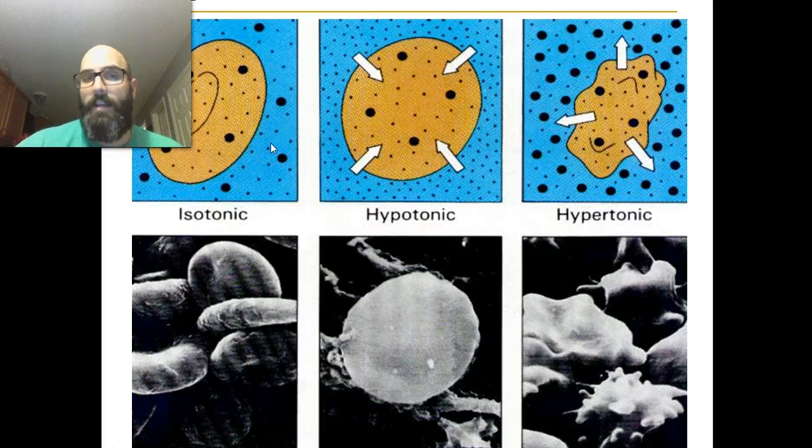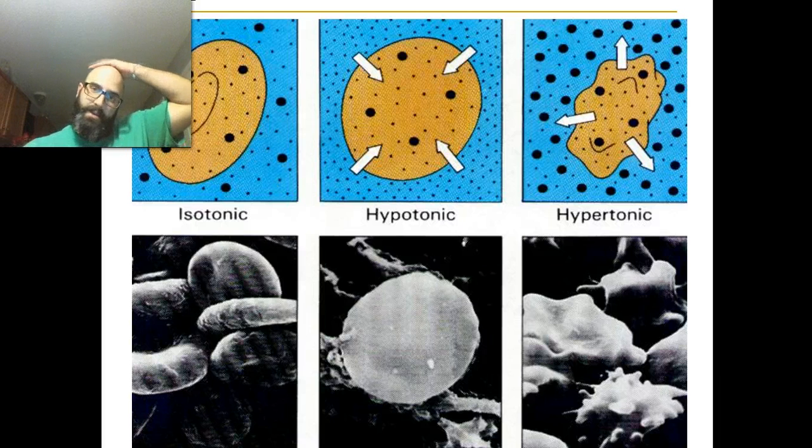If you count the dots, there's pretty much an equal amount of dots inside and outside of the cell, which is an isotonic solution. Water will move inside and outside of the cell in equal amounts, and the cell shape is maintained and the function is maintained.